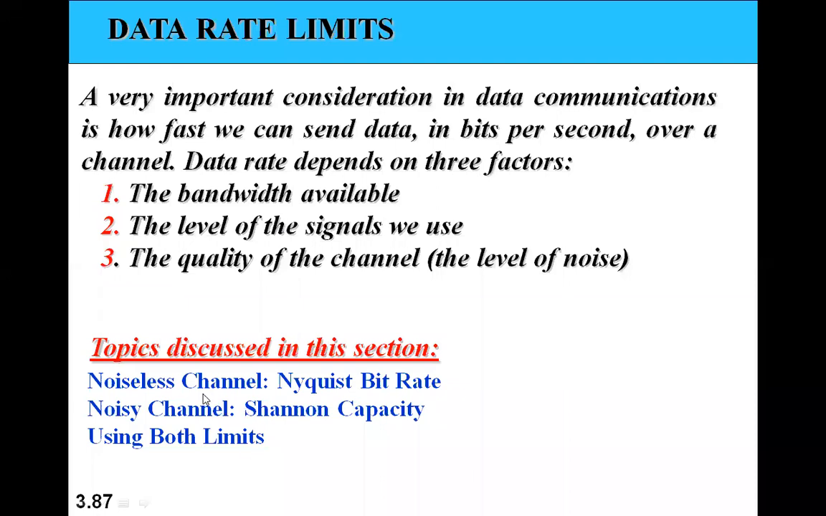Here, for a noiseless channel, which is a perfect channel, normally we use the Nyquist bit rate for calculating how many bits it can transmit per second, or what is the maximum data rate or capacity it can handle. Similarly, for a noisy channel, there is another scientist, Shannon, who has determined what capacity the channel can handle. Based on these two, we can practically calculate the maximum data rate we can utilize. One defines the ideal case, noiseless. The other is the noisy channel.